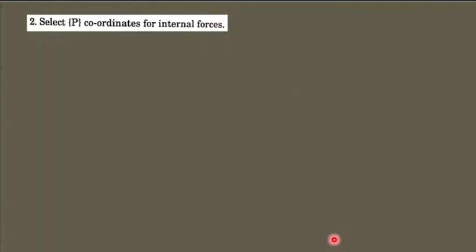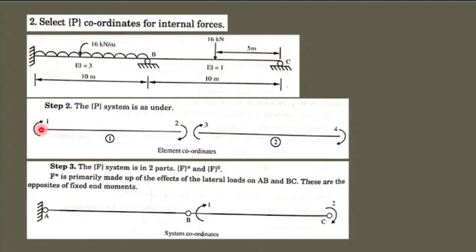Okay, what is next step? Is finding P coordinates for internal forces. Then find the F system, that is F matrix. What is F matrix? You have redundant force and applied force. These are the two forces. You have found out the redundant force. What is that? F naught.